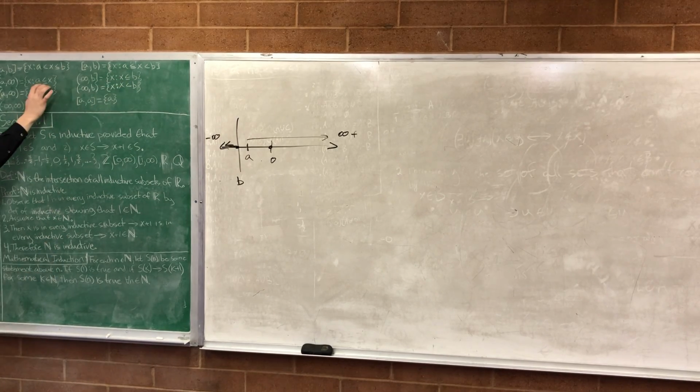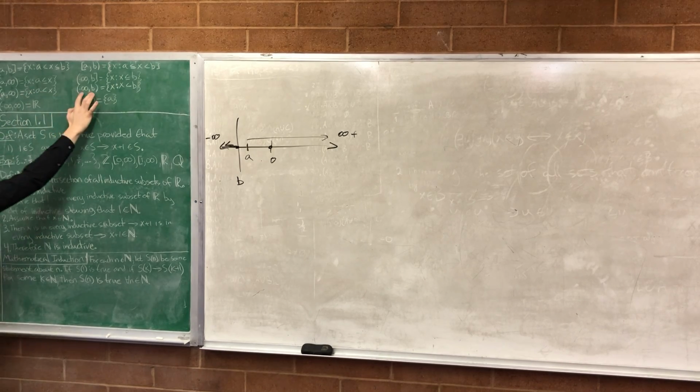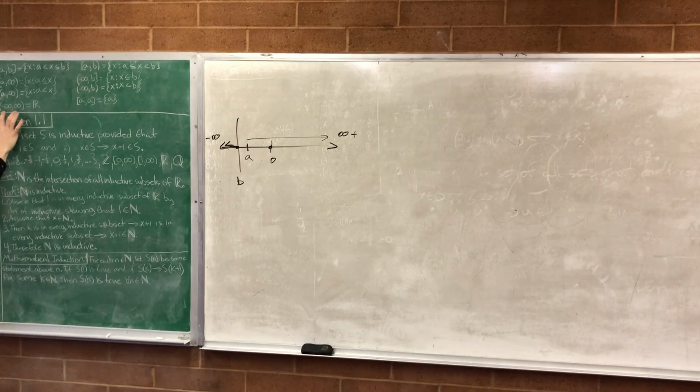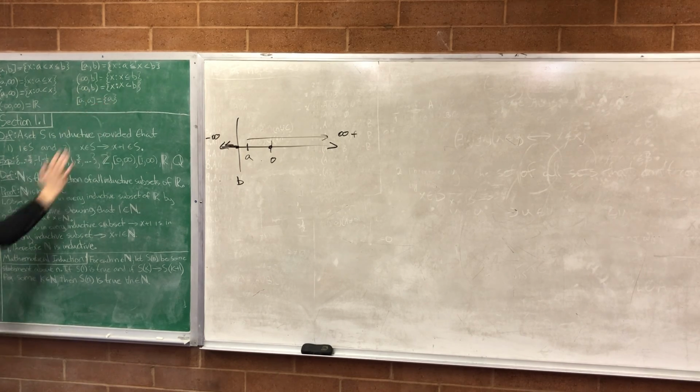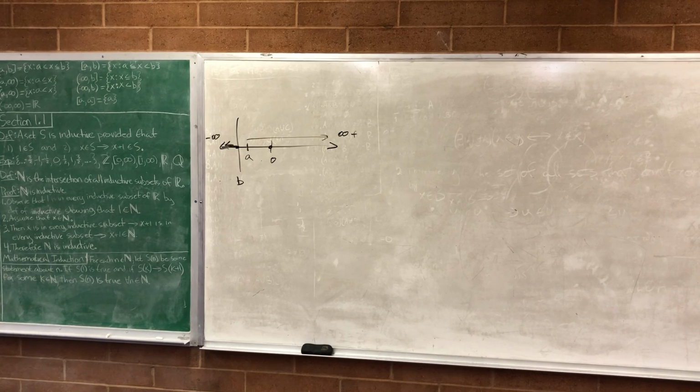This means all the numbers greater than or equal to A. This means all the numbers greater than A. This means all the numbers less than B. This means every number. And then when we have square brackets with the same number twice, that means the set of just that number. Any question on any of those intervals?